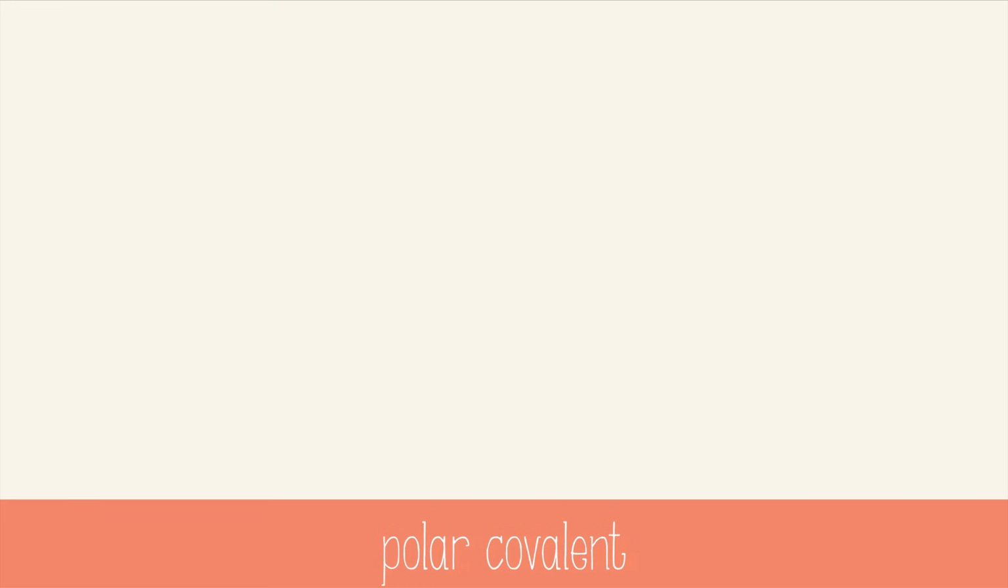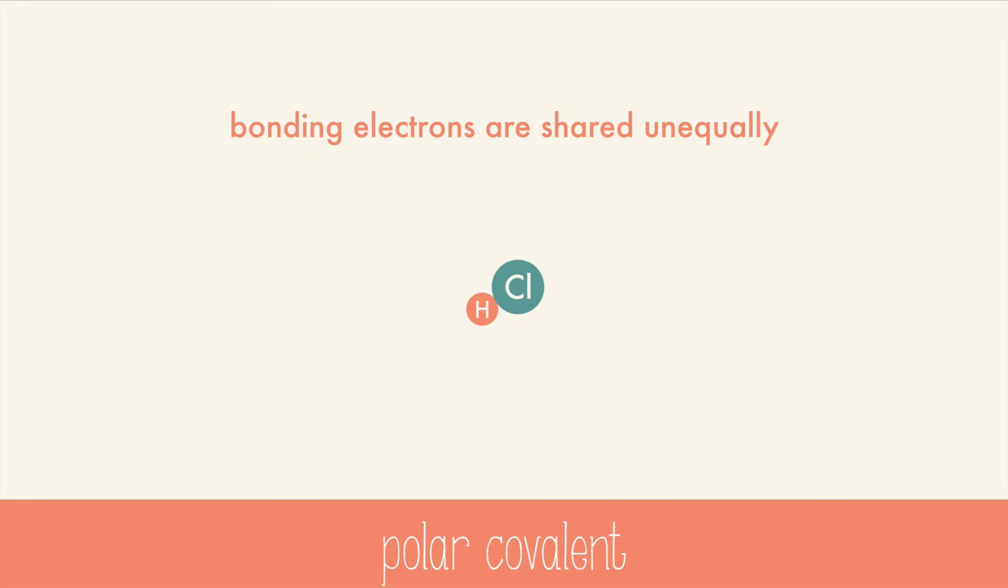Polar covalent bonds, or just polar bonds, have bonding electrons that are shared unequally, like hydrogen chloride, which is also called hydrochloric acid. The chlorine atom attracts the electrons more than the hydrogen atom, so the chlorine becomes slightly negative and the hydrogen slightly positive. We can symbolize this partial charge with the Greek letter delta. Fluorine gets a partial negative, and hydrogen gets the partial positive.